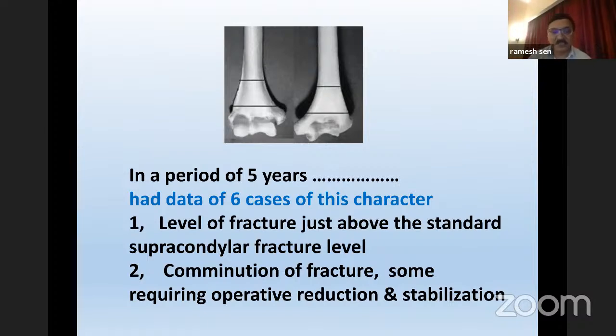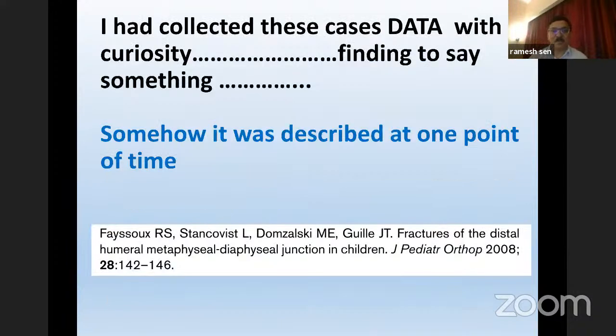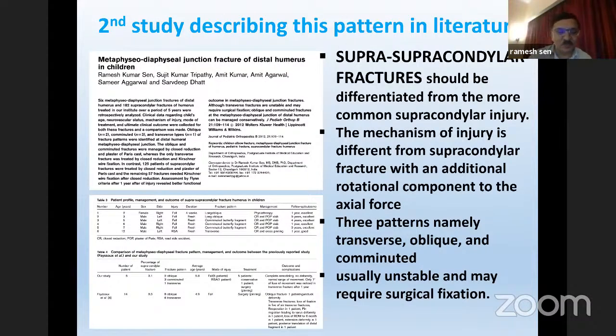In five years, I had six cases of this very character. The level was different. The combination was different. And again, I started searching, is it described? I did not find it described. But in 2008, I found one paper which described it, taking it as humeral metaphyseal diaphyseal junction fractures. And immediately we were ready with our cases. You can see, with the reference they had given, we also put up our cases as metaphyseal diaphyseal junction fractures of the humerus.